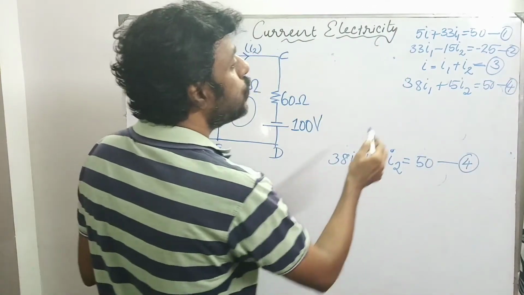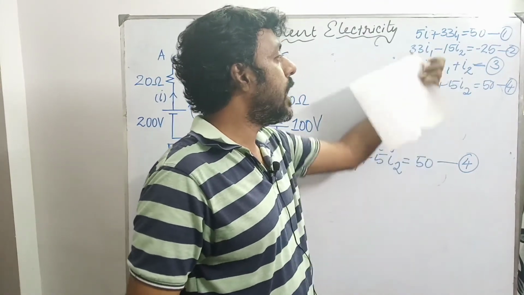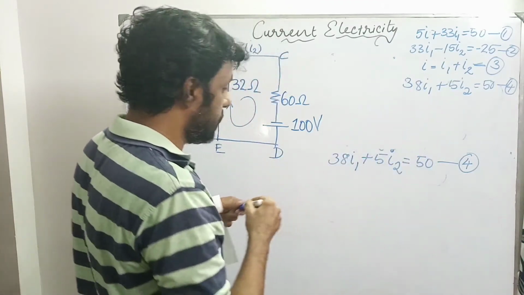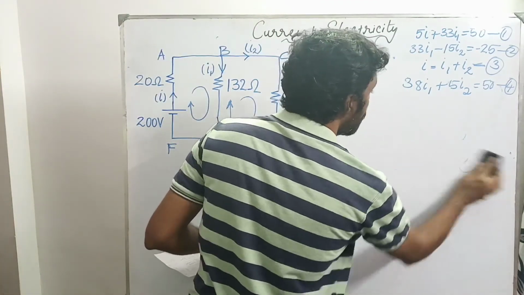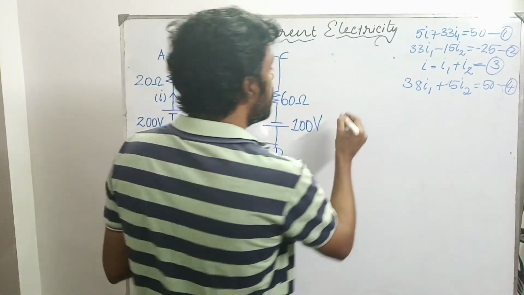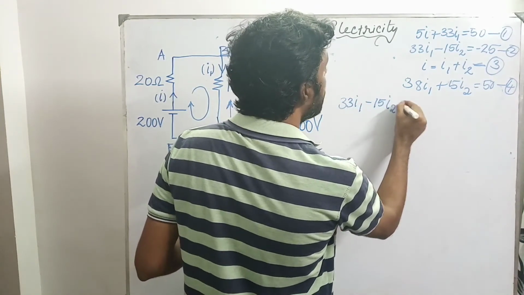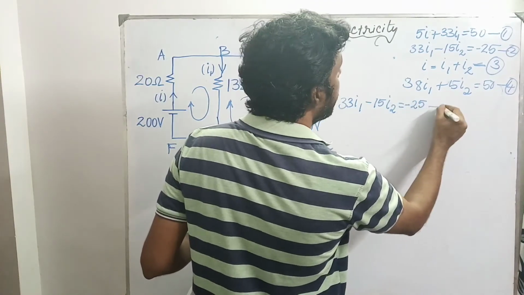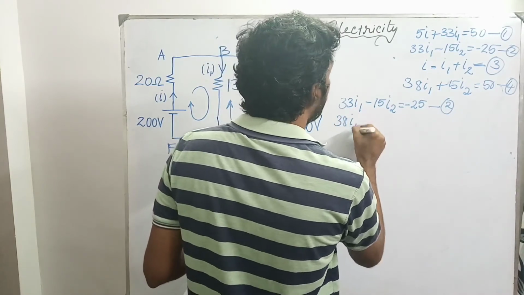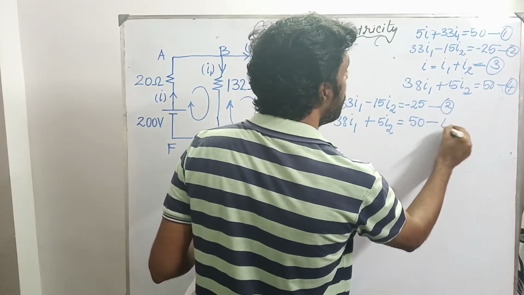Right, so I got two equations in terms of the variables I1 and I2. So I can solve the two equations, and once I solve them, I will get the value of the individual currents. 33I1 minus 15I2 is equal to minus 25 is my second equation, and I am going to take 38I1 plus 5I2 is equal to 50, which is equation number 4.